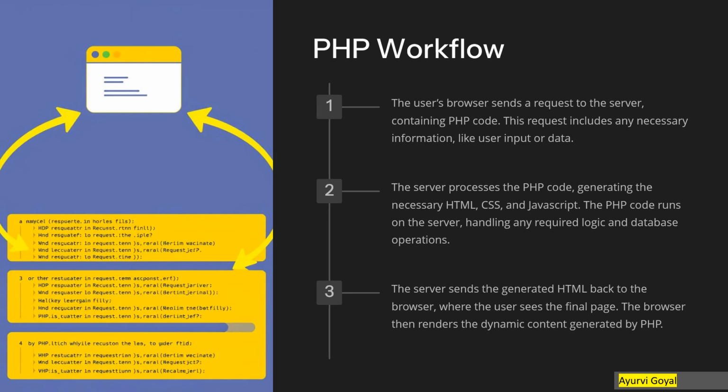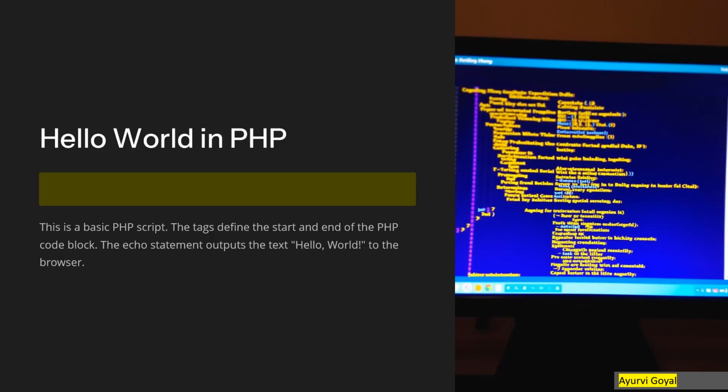PHP workflow. The user sends a request to the server containing PHP code. The request includes any necessary information like user input or data. The server processes the PHP code, generating the necessary HTML, CSS, and JavaScript. The PHP code runs on the server, handling any required logic and database operations. The server sends the generated HTML page back to the web browser, where the user sees the final page. The browser then renders the dynamic content generated by PHP.